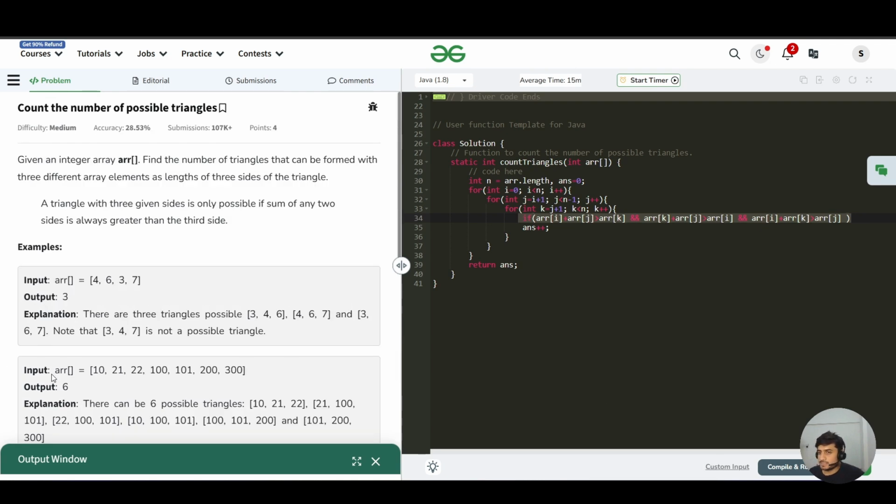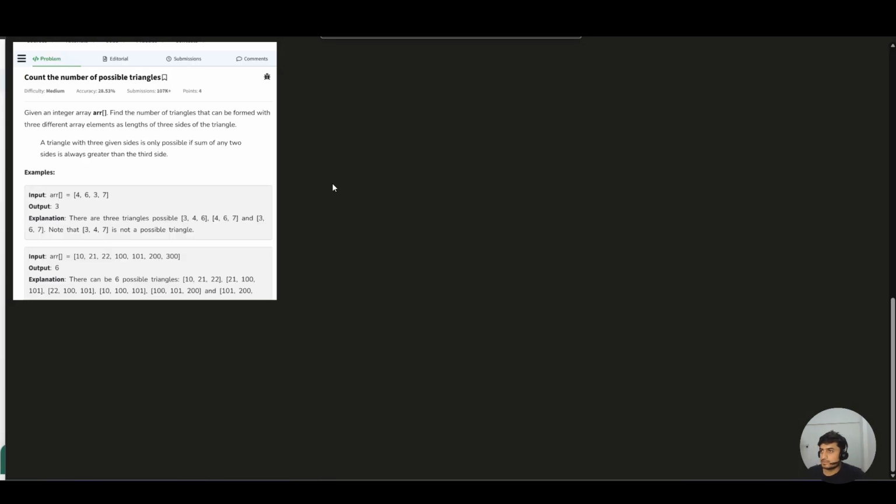So if you see this question, हमारे पास एक triangle है which has A, B, and C, right? And what we need to compare is that A plus B greater than C, and B plus C greater than A, and then A plus C greater than B for all the possible combinations, because this is the definition of a triangle. Yeah, so that's the definition for being a triangle.